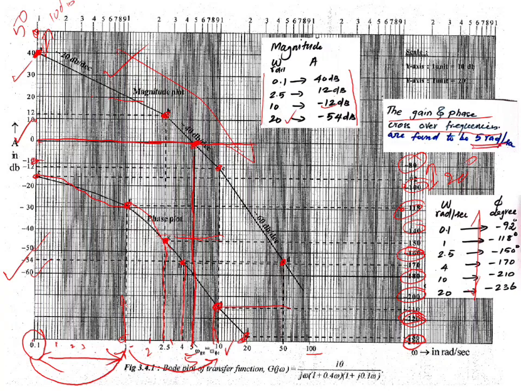At the same time, we have to find the phase crossover frequency. At the phase crossover frequency, the phase value should be 180 degrees. So this is 180 degrees. When you trace it, it's touching here. At that point, the frequency is also 5. For this problem, the phase and gain crossover frequencies are the same, at 5 radians per second. Okay, thank you.